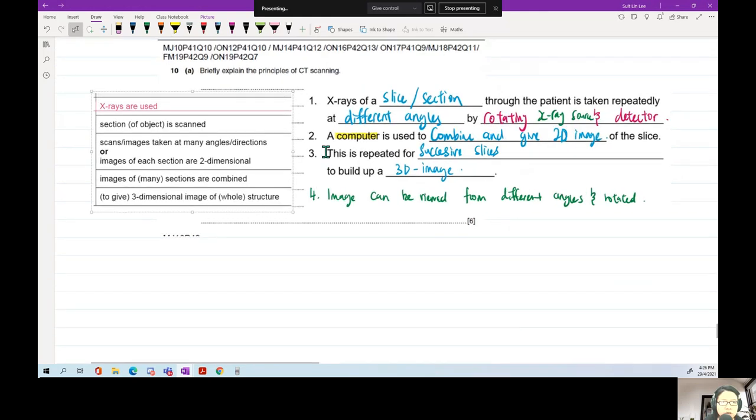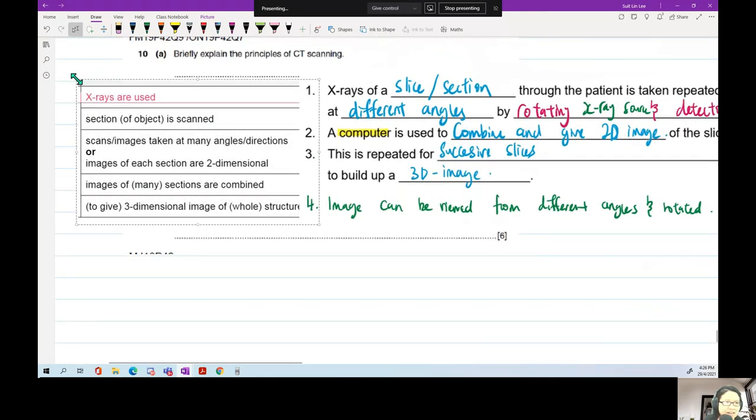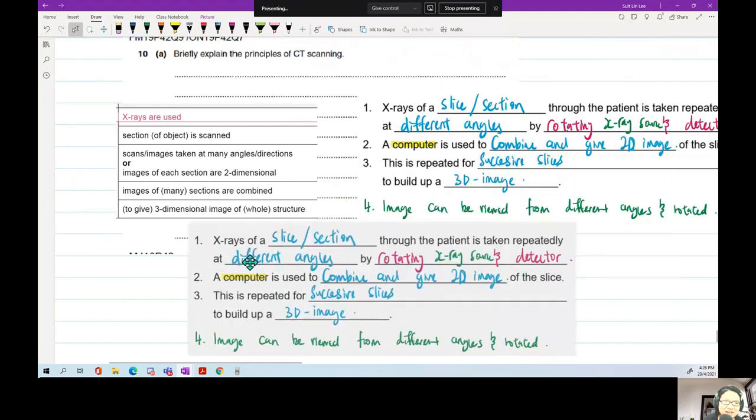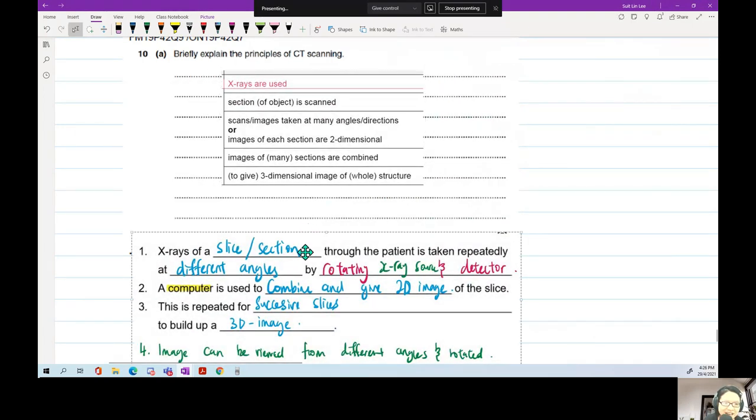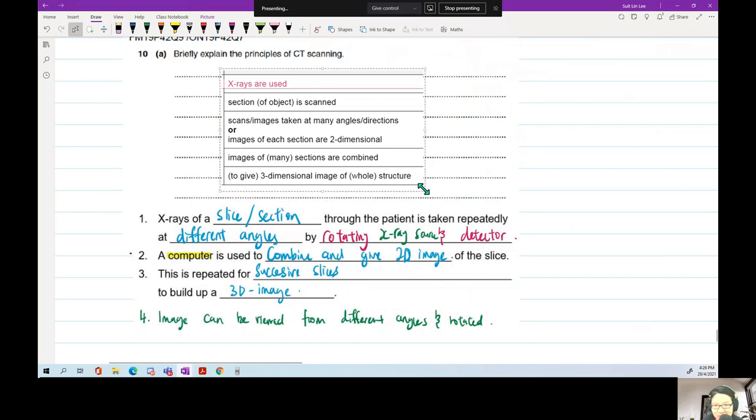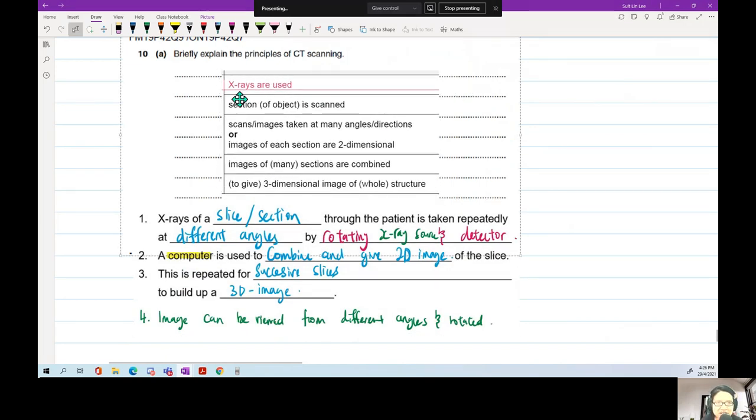Okay. So if you want to look at the principles of CT scanning, this is so that anyone that writes anything that is related, they give marks already. X-rays are used. Okay, fine. The older mark schemes are more strict, lah. Okay. And the section of an object is scanned. Okay, so X-ray of a slice section is scanned at many different angles. Okay. And then the image of each section is 2D. Image of many sections combined. So successive slices, I guess, or sections, no. Is combined to give a 3D image, can view and rotate from different angles.